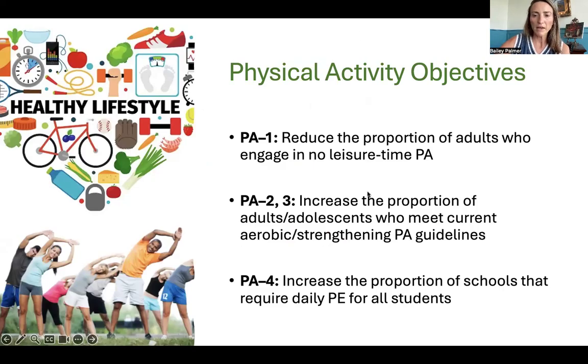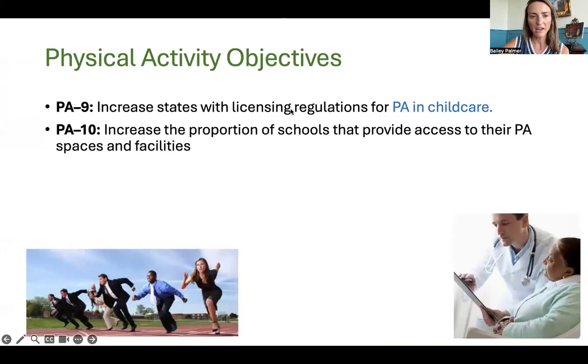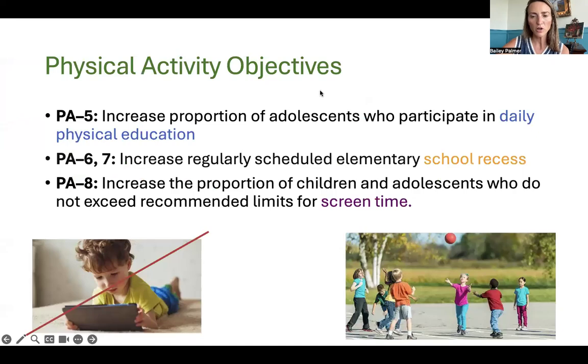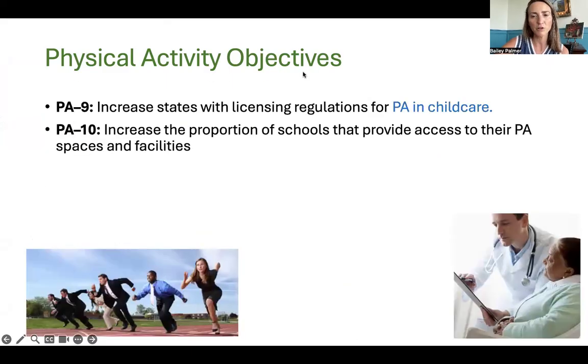So basically trying to increase the amount of adults who are physically active, increase the adolescents who are physically active, aerobic and strength training guidelines. They're also trying to increase the proportion of schools that require daily physical activity and PE. They are working to help with elementary school recess programs, making it longer and making it actually more active time. They're trying to reduce screen time. You can see some other things that they're working with.